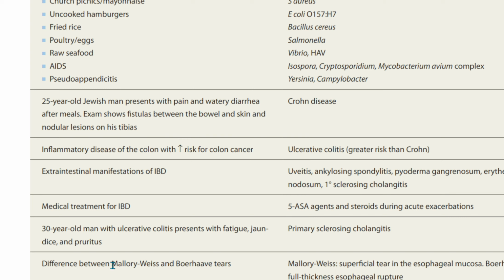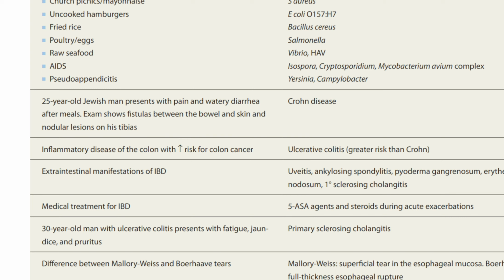Extraintestinal manifestations of inflammatory bowel disease: uveitis, ankylosing spondylitis, pyoderma gangrenosum, erythema nodosum, and primary sclerosing cholangitis.